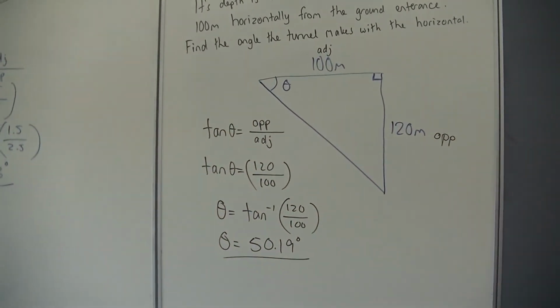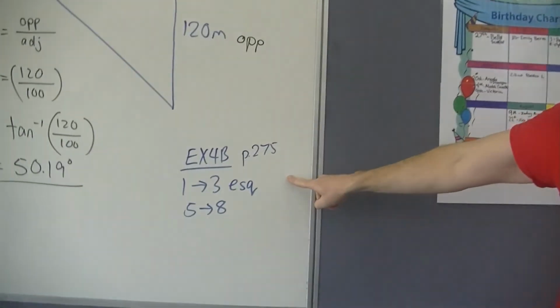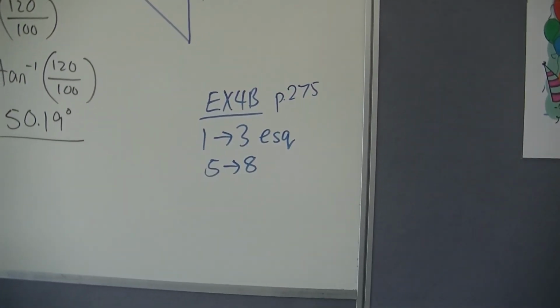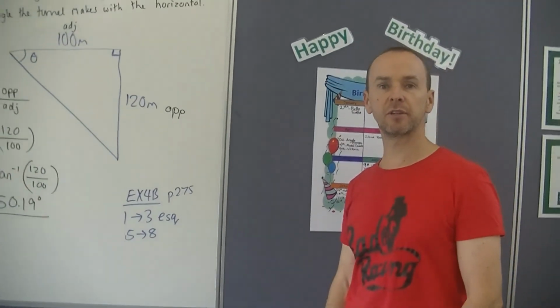Now you've just got to do your homework from this. Do your homework please. It's exercise 4B, page 275. 1 to 3 is every second question, and 5 to 8 are worded questions.